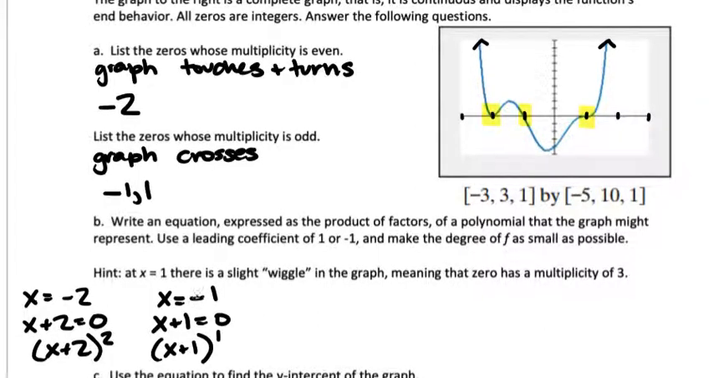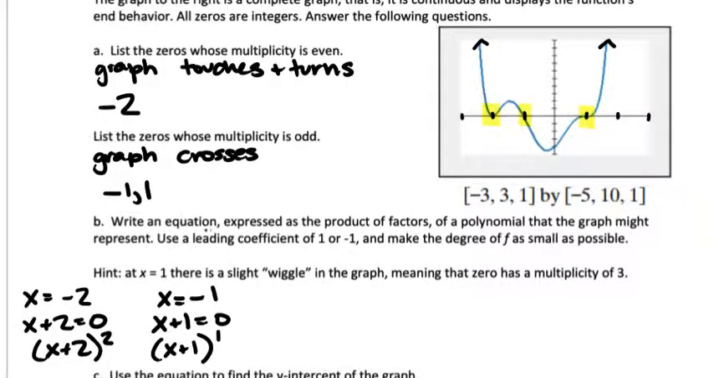Now looking at this hint here about the 0 at x equals 1, there's a slight, what the book is going to call a wiggle in the graph. So if you look at these 2 zeros, where the graph crosses, you see that they look a little bit different. The 0 at -1, the graph is going to cross here a little bit more directly, whereas at +1, the graph is going to kind of flatten out at that 0 before continuing. So you can see that this looks different. And what this wiggle does is it means that that 0 has a multiplicity of 3 instead of 1.